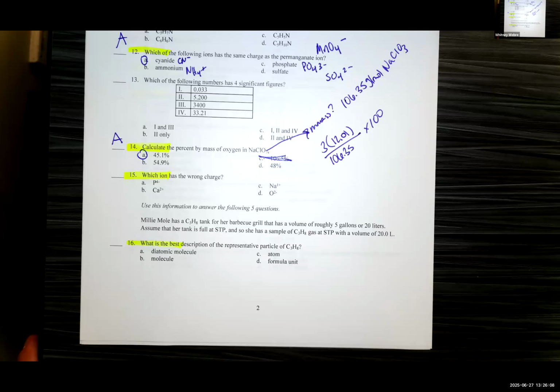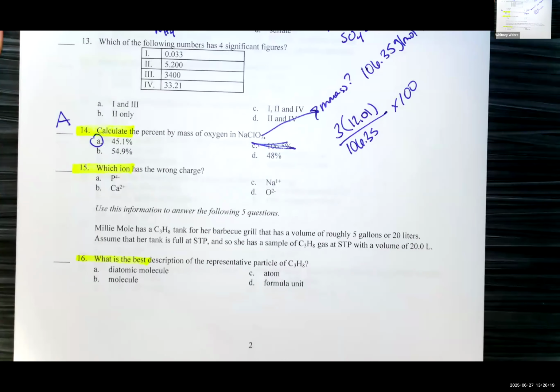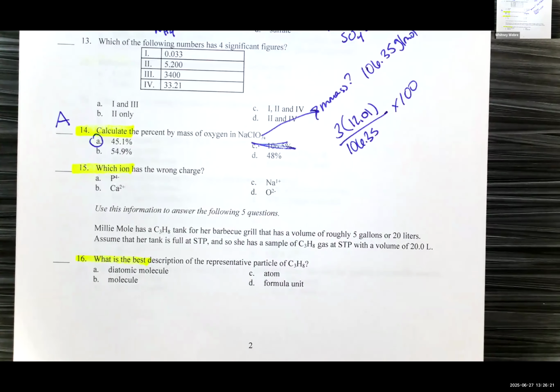All right, number 15. What ion has the wrong charge? Could you zoom in? So Na is column 1. It's a +1.